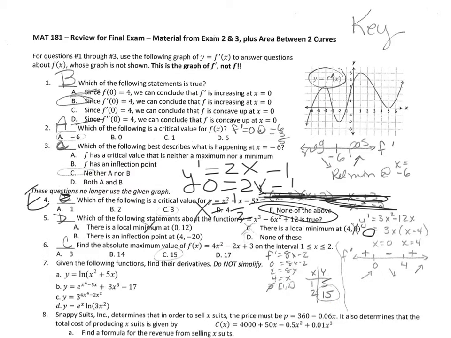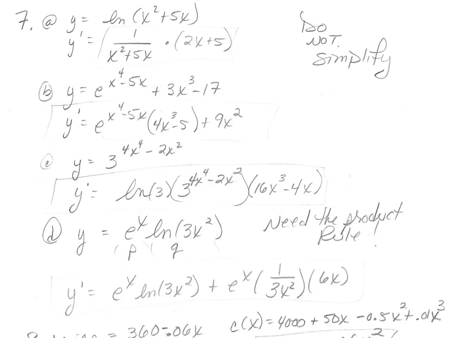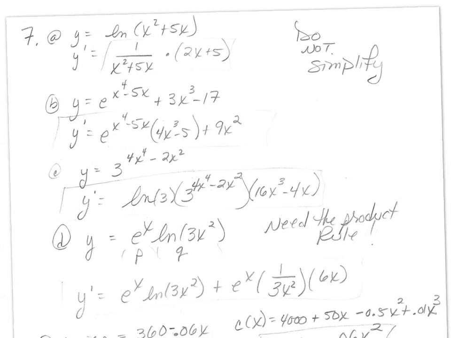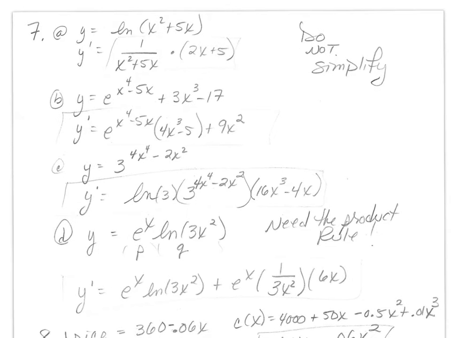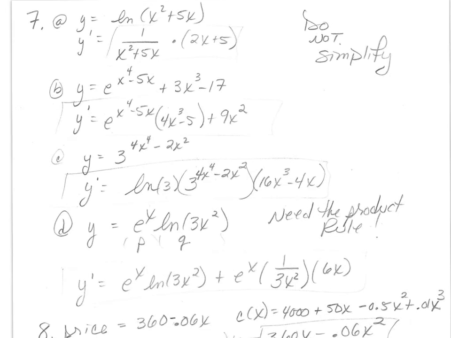Let's go ahead to number 7. For this one, you're supposed to be getting the derivatives of each of these functions, and do not simplify. Derivative of a log is 1 over what's inside. Chain rule out the derivative of what's inside, which is 2x plus 5, and you are done.